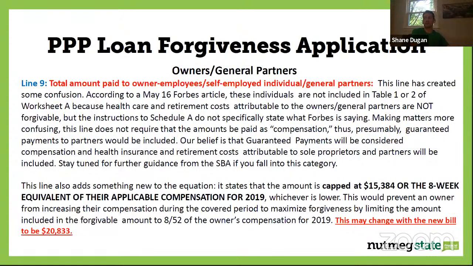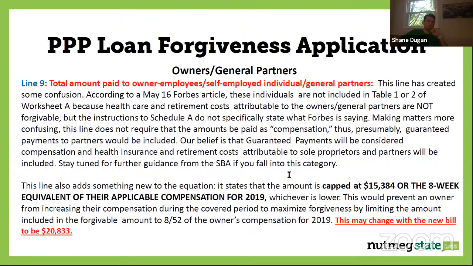And that's where line 9 comes into play. It's looking at the owner, self-employed individuals, general partners compensation, all right? And basically what we can tell, it will carry over those figures from 2019, as I said earlier, right? You're not going to have to supply any sort of payroll documentation to show that. They're just going to look at your 2019 compensation and kind of carry that over. This part where it talks about the capped part being $15,384 is now, again, likely going to be irrelevant because of the change to 24 weeks instead of the 8-week period.